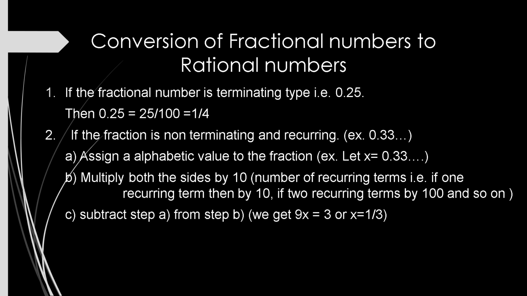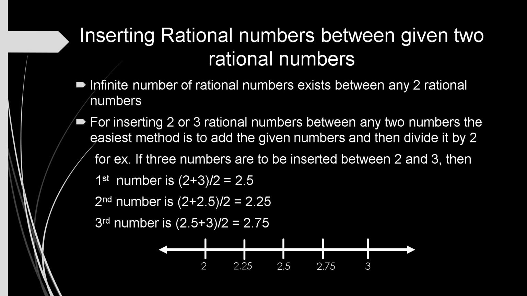Now the third step is we are supposed to subtract the first step from the second step. That is, we are supposed to subtract x is equal to 0.33 from the second step, that is 10x is equal to 3.33. So we will get 9x. After subtraction we get 9x is equal to 3, or x is equal to 1 by 3, as shown over here. Now coming to the next topic, that is inserting a rational number between any two given rational numbers.